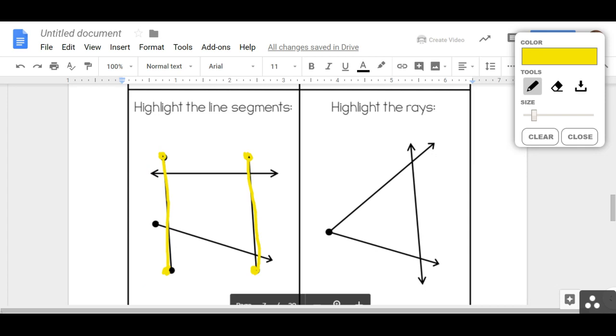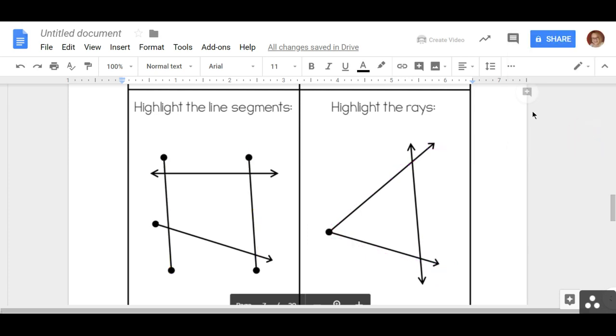Remember, the ray kind of looks like the letter Y. It has a starting point and an end that goes on forever. Is this a ray? Yes. How about there's a starting point and an end that goes on forever? Is this a ray? Yes. All right, very good. So you should have all 4 of these copies.